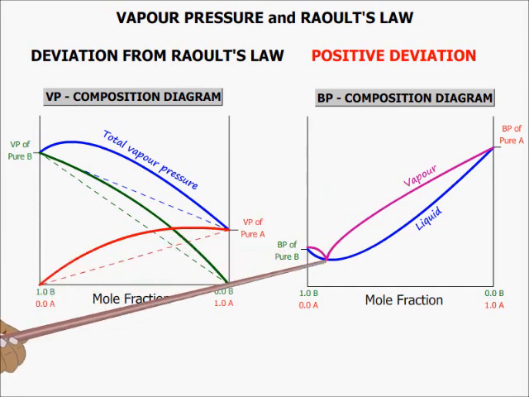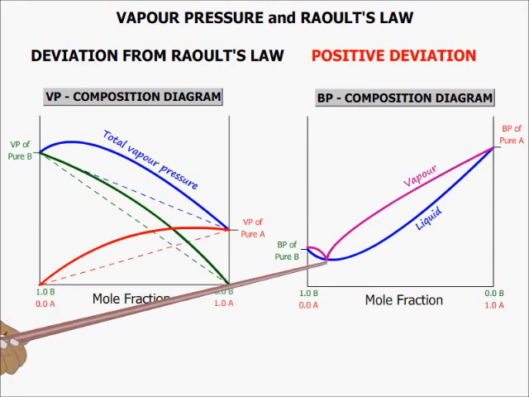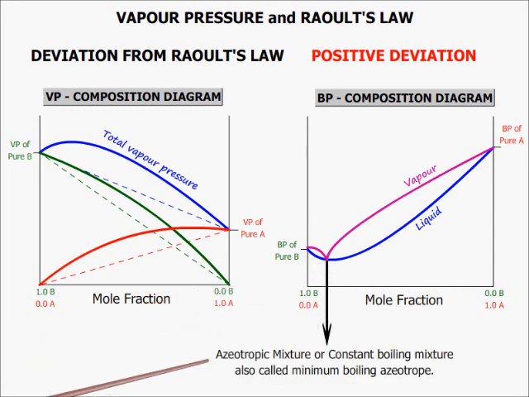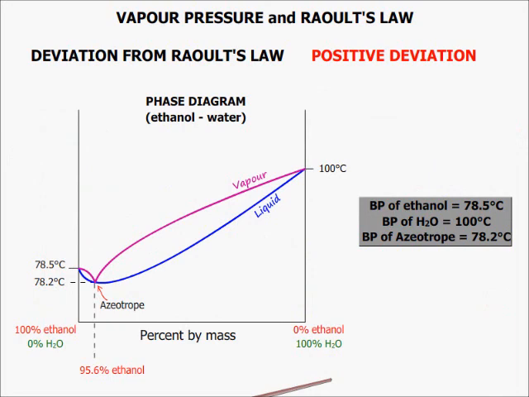So the vapor cannot be made richer in the more volatile component beyond this point by distillation. This mixture is called azeotropic mixture or constant boiling mixture, also called minimum boiling azeotrope. An example of positive deviation is a mixture of ethanol and water. 95.6% ethanol is the azeotropic mixture.